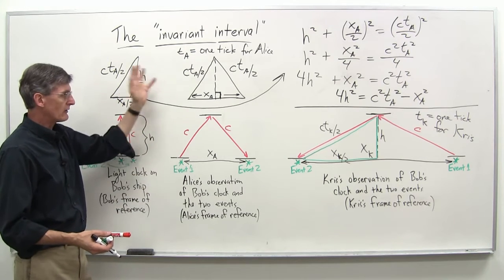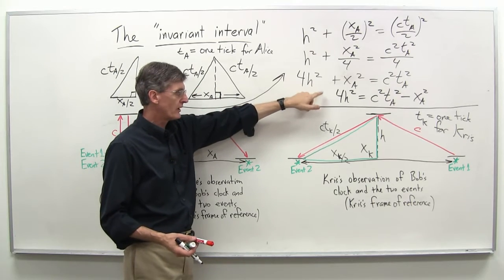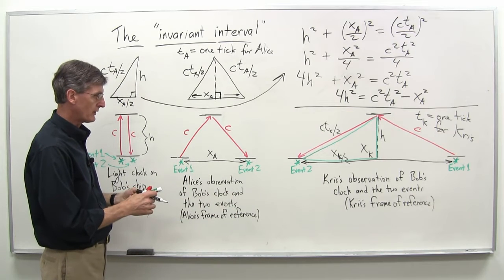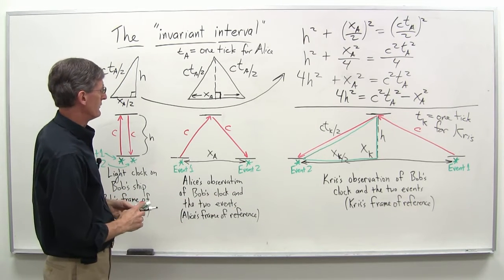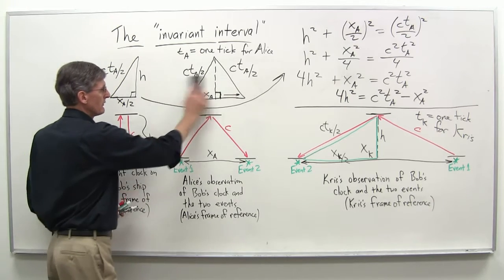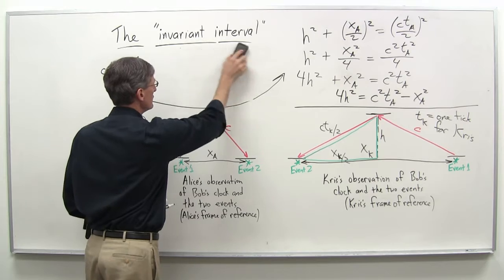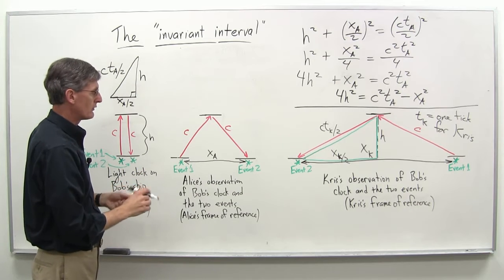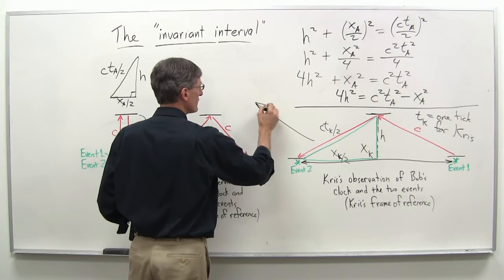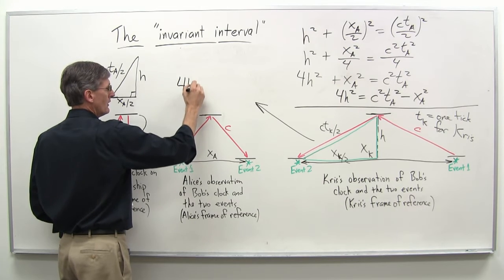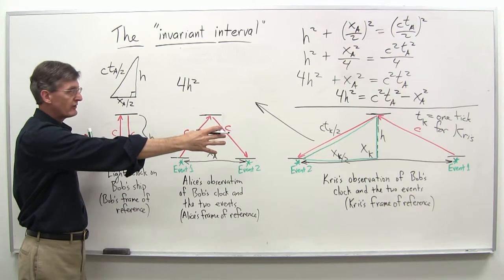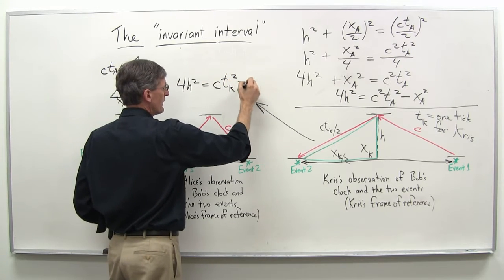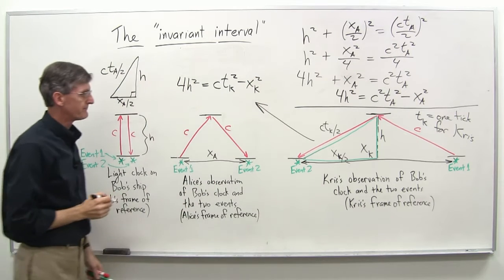We could do the exact same analysis, draw the little triangle, do the Pythagorean theorem. We get the exact same result, except instead of t_a and x_a, we'd have t_k and x_k. Okay, so here, I think we can get rid of this now. You know what we were just doing there. Okay, we'll leave Alice's triangle up for a minute. There's Chris's triangle. So Chris's result would also be 4h squared. h is the same in every case here. 4h squared equals c squared t_k squared minus x_k squared.